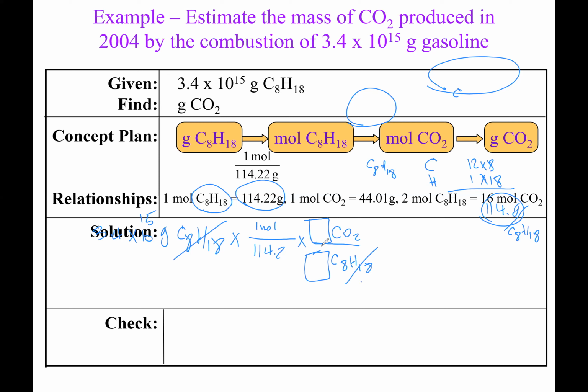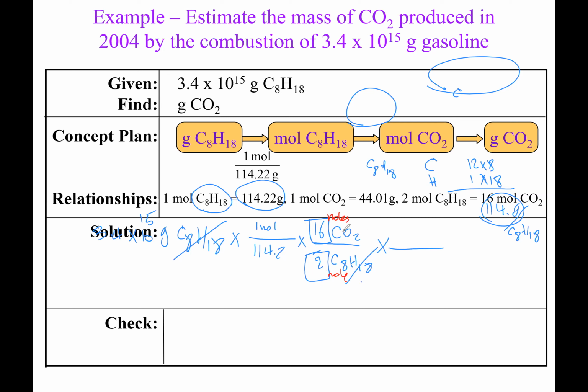But these numbers come from the balanced equation. Do you remember those numbers? I think it was 2 and this is 16, right? 16 and 2. So 16 moles of CO2 for every 2 moles of C8H18. So from the balanced equation, we don't get the mass, we get the moles. This number is the moles of CO2, and this is the moles of C8H18.